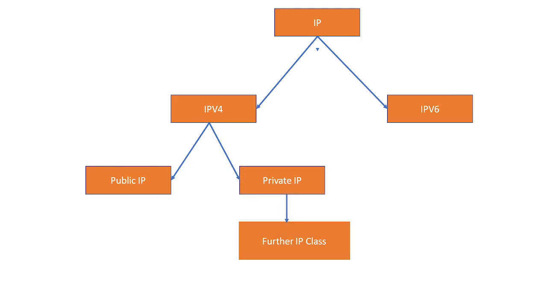Now you understood. For IP address, there are two versions, IP version 4 and IP version 6. Now let us move on to IP version 4 alone. Whether IP version 4 or IP version 6, we again have two types of IP address: public IP and private IP. Any idea what is public IP, guys?